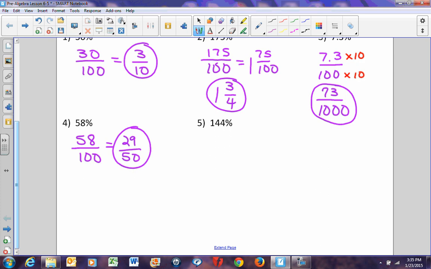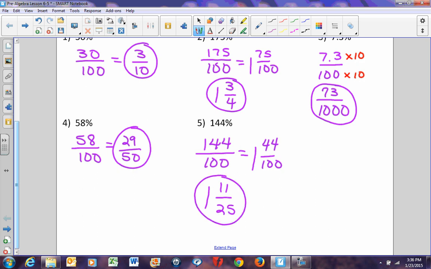144%. Again, get rid of the percent sign and write 144 over 100. That will change to 1 44 over 100. I know that 44 is divisible by 4 and 100 is divisible by 4. So that's 1. 44 divided by 4 is 11. And 100 divided by 4 is 25. So it's 1 11/25. So converting a percent to a fraction is really not all that complicated. It's a very quick and easy couple of steps.